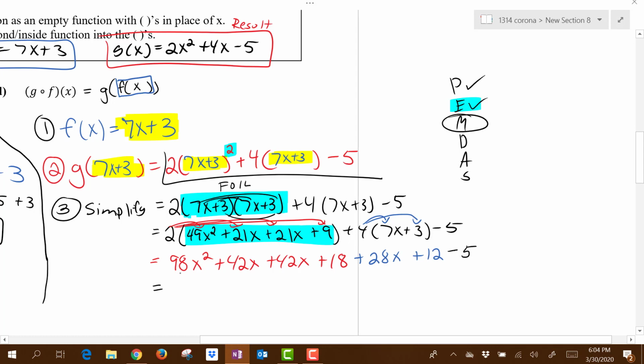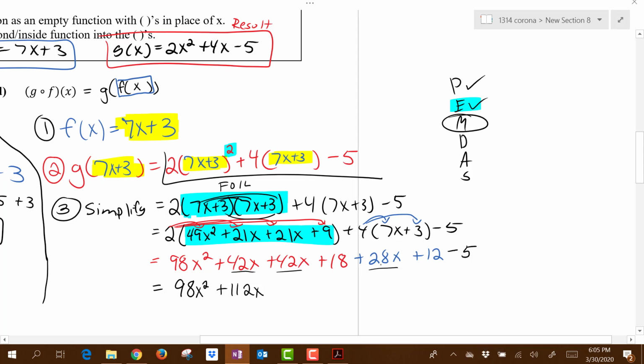We have 98x squared, that's the only x squared term that we have, so no other like terms to that, so that'll just come on down. I have 42x plus 42x, and then I have 28x. Alright, that gives me 112x. Let me just put that into the calculator.